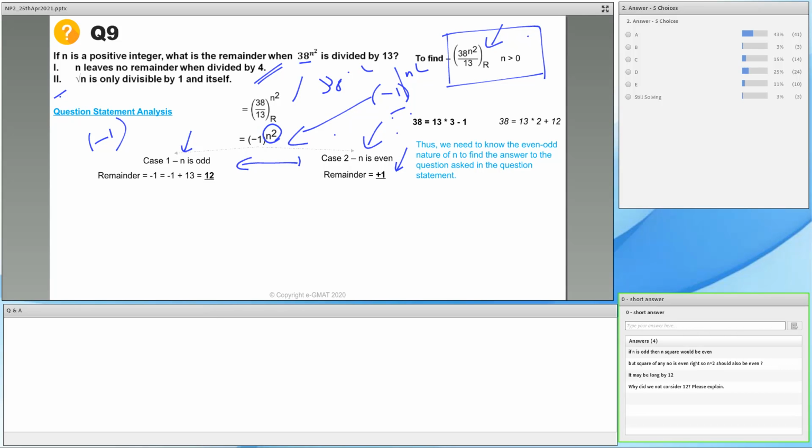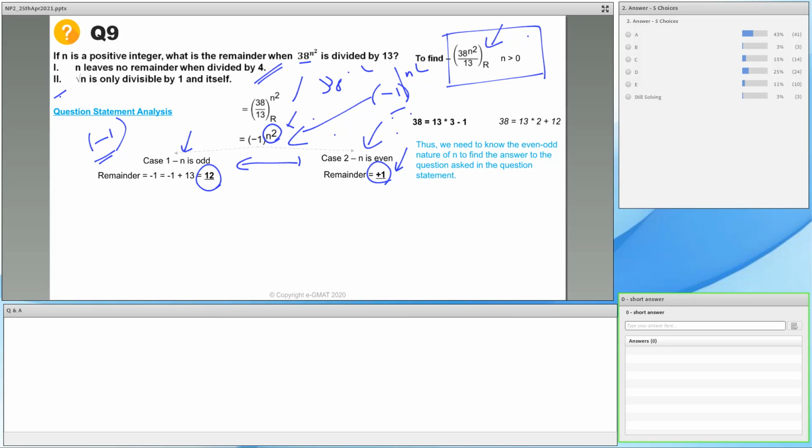If n is odd, that means n square is odd. If n is even, that means n square is even. And what matters is n square. If n square is odd, that means minus 1 to the power of some odd number. You will get minus 1. It is a negative remainder, so you have to do minus 1 plus 13. Your final answer will be 12. And if it goes the other way, minus 1 to the power of something even will give you a remainder of plus 1. Everybody with me at this point?